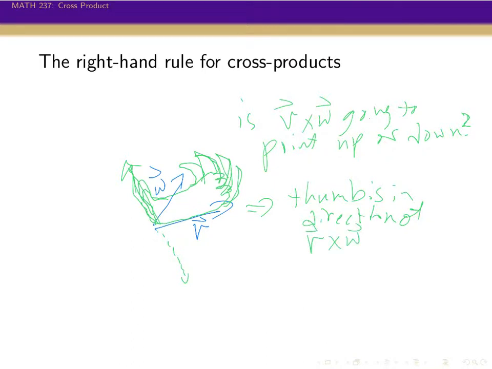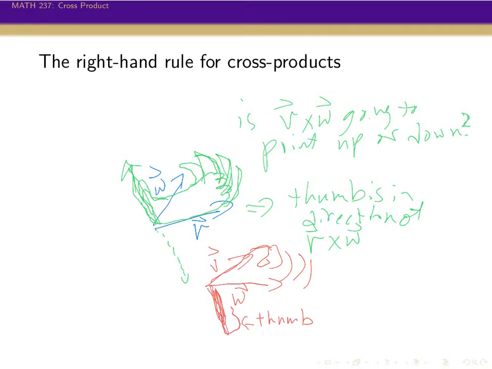On the other hand, if I had these oriented the other way, so V is like this and W is like that, well, then if I wanted to find V cross W, I'd lay my hand this way and my fingers curling in would have to be curling down. And the way to do that with my right hand means that my thumb would have to be pointing down. So there's my thumb, and so this means that V cross W would be going in this direction.